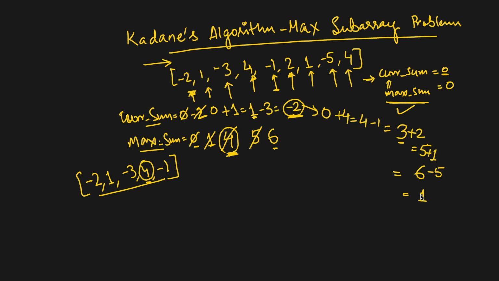And 4, so plus 4, this becomes 5, which is still less than the max sum, so we'll not update the max sum. Okay, so now we have done with the iteration, and this is going to be our final answer, right? Which is this. So now let's go back to the problem.